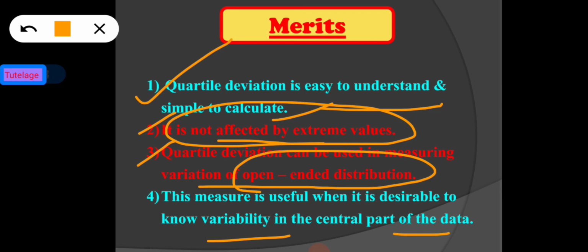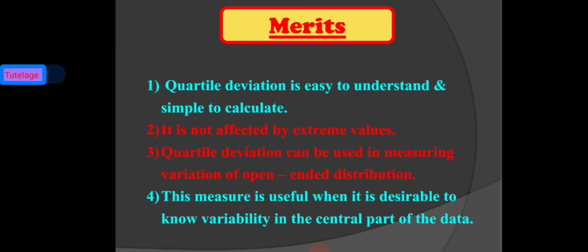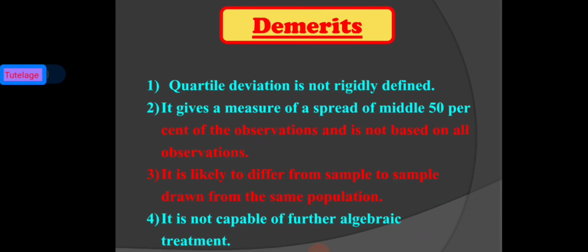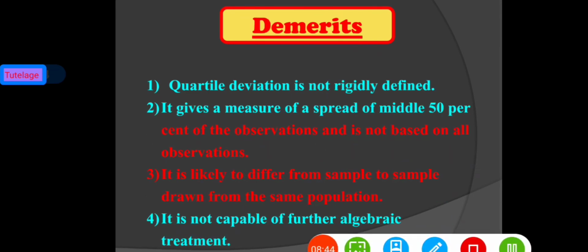What is the basic advantage or merit of the quartile deviation? It is not affected by the extreme values. Quartile deviation can be used in measuring variation of the open-ended distribution. It is very easy to understand and simple to calculate. So now going to the next slide, and here we can see some demerits of the quartile deviation.